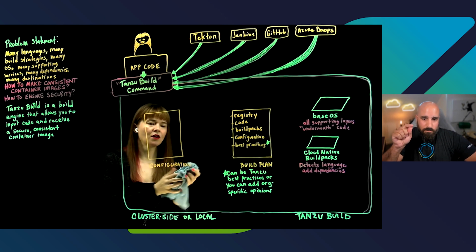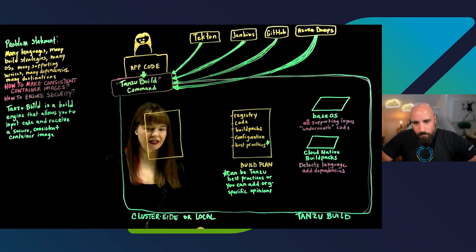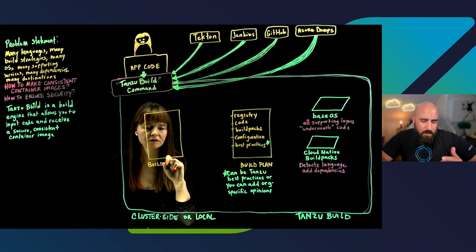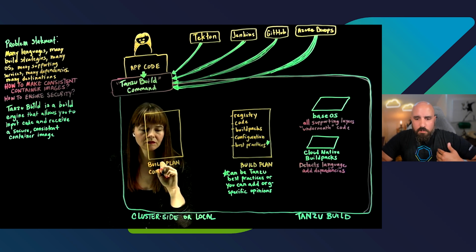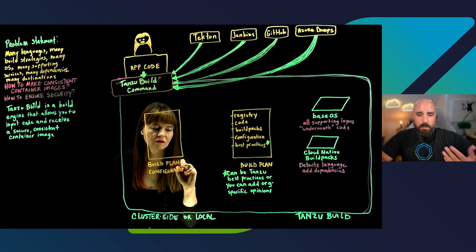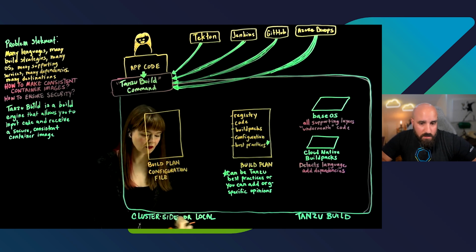So the build plan configuration file. Yeah. And that's where you actually state what the output is: if the output is going to be just a Docker file, like a Docker image that you can run, or a Kubernetes manifest, or a package like a Carvel package.